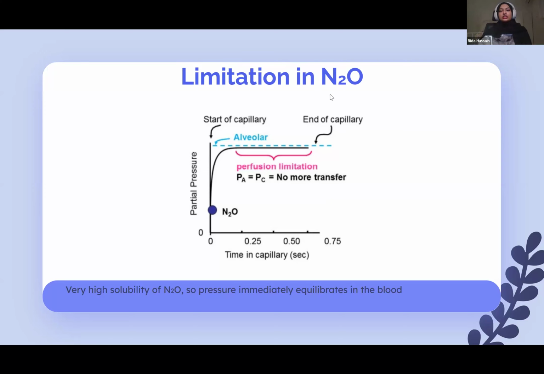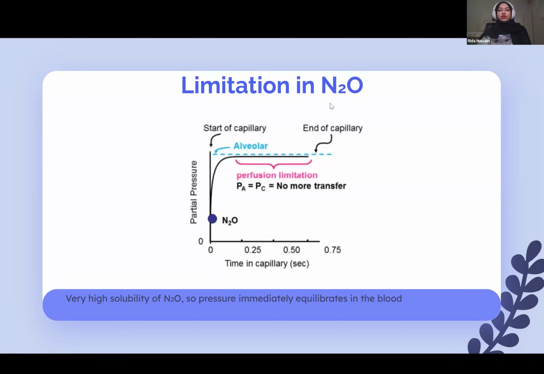This is perfusion limitation. Why is that so? Nitrous oxide is, again, like carbon dioxide, it's very soluble. So it diffuses really fast. It gets into the blood really fast, but then there aren't enough carriers for it to keep on diffusing into the blood, if that makes sense. Okay. And again, there's a straight line, so it's perfusion limitation. They can just give you guys the graph and ask what limitation this is.